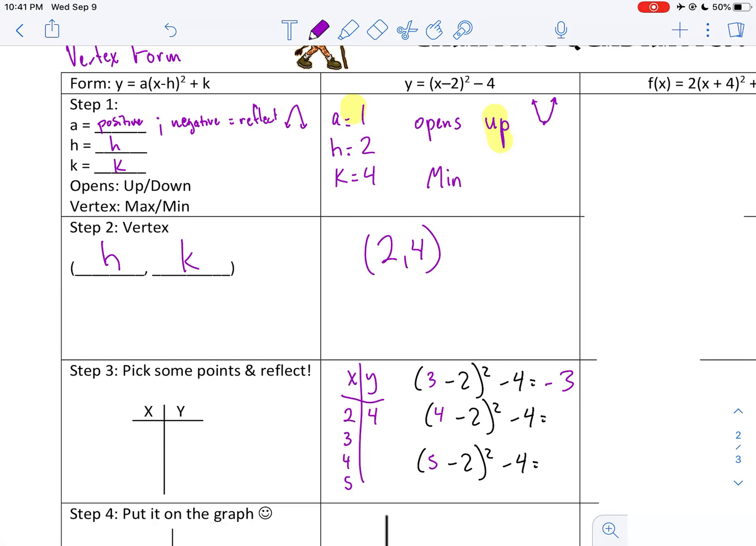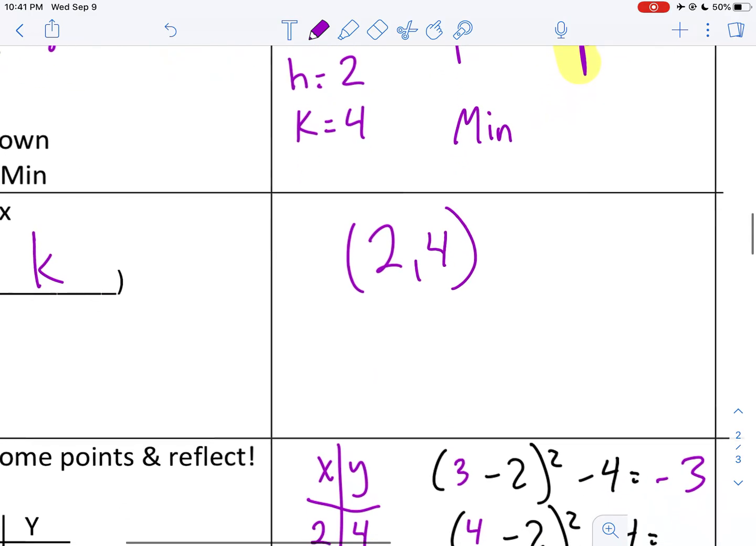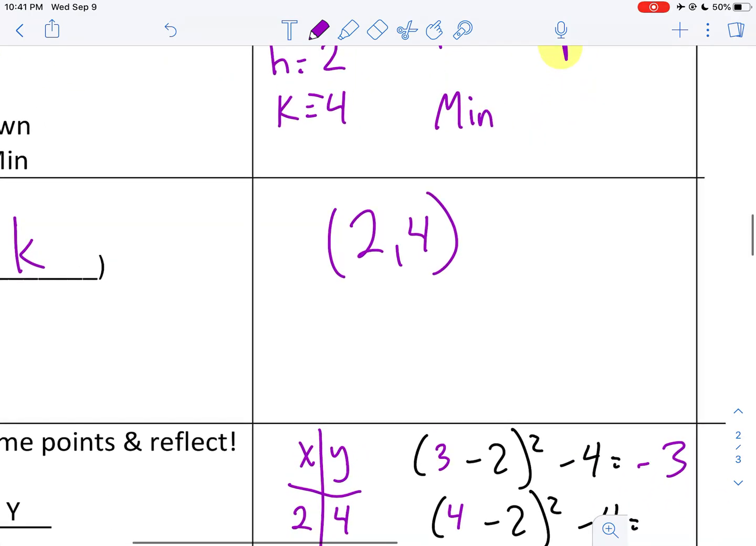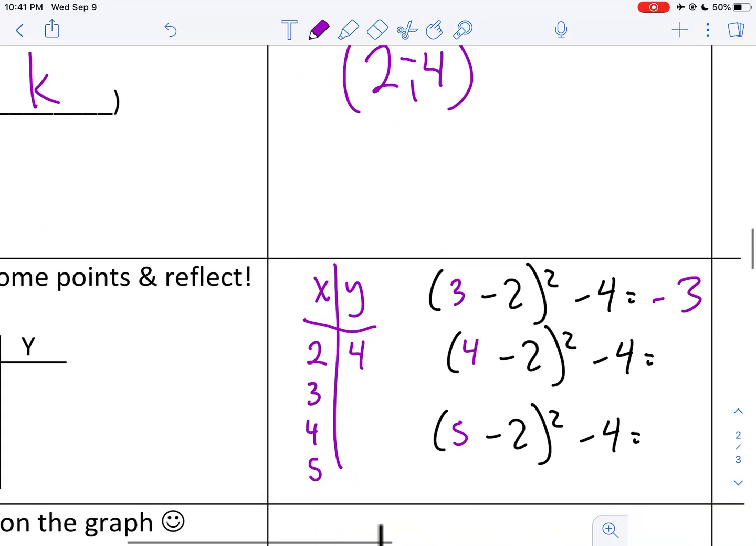Oh, I made a mistake. Did you catch it? I'm sorry. I said k was 4, but k isn't 4. K is negative 4. So this is 2, negative 4, 3, negative 3. Anyway, keep going here. 4 minus 2 is 2. 2 squared is 4. 4 minus 4 is 0. And then 5. 5 minus 2 is 3. 3 squared is 9. 9 minus 4 is 5. Oh, that's kind of nice.